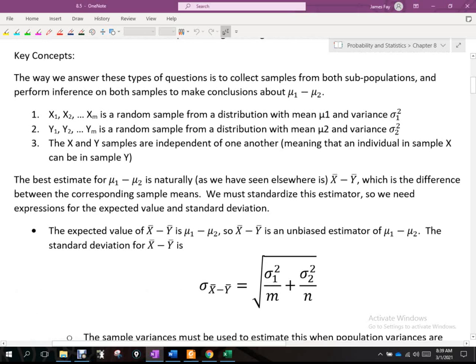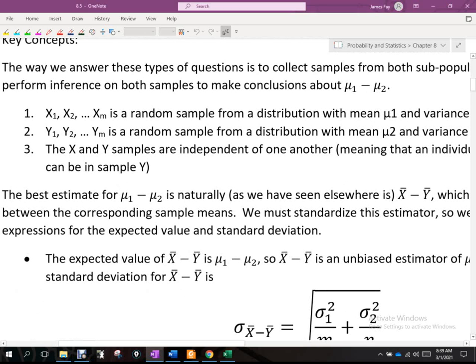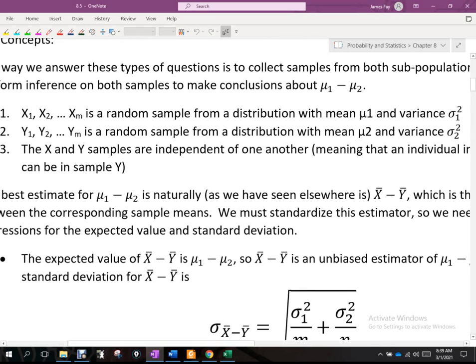It says x sub 1, x sub 2, dot dot dot x sub m is a random sample from a distribution with mean, this should be a subscript of a 1, mu sub 1 and variance sigma sub 1 squared. Now it's kind of a messy looking way that we write variance, because variance is sigma squared, right? And because we're going to have two variances throughout these problems, because we're going to have two samples, we need subscripts.